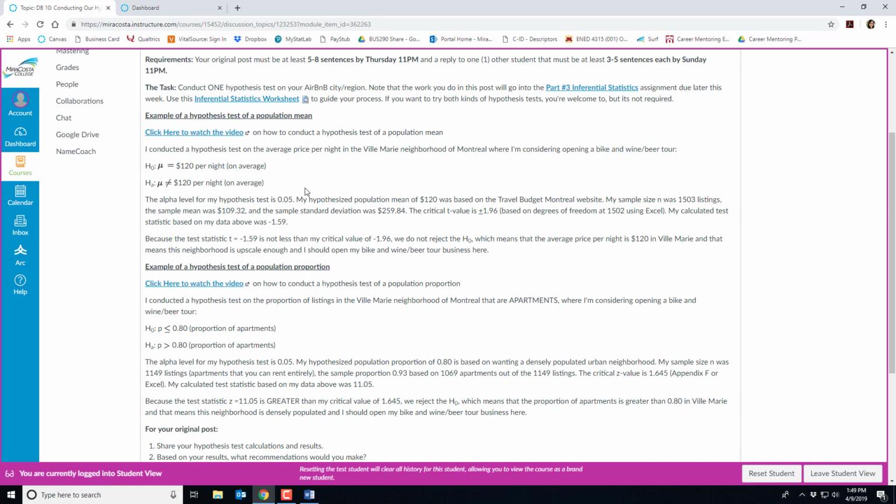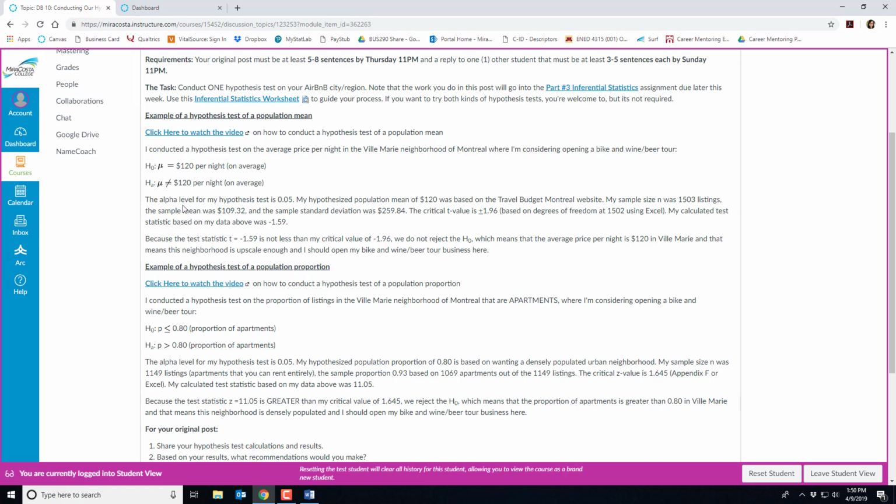So here's the results of my hypothesis test of a mean. I conducted a hypothesis test on the average price per night in the neighborhood called Villa Marie of Montreal, because I'm thinking of opening a bike and wine beer tour. So here's my null and alternative hypotheses. My population mean is equal to 120, or my population mean is not equal to 120 per night. And then I'll provide my variables here.